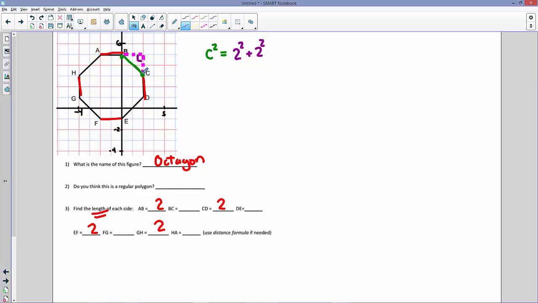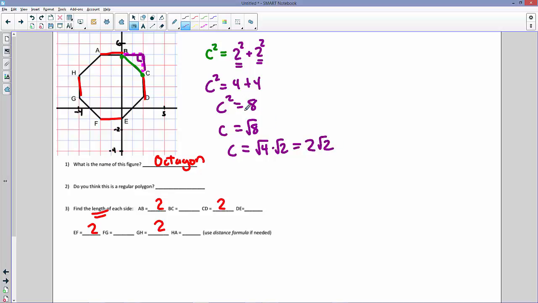So to find the length of a diagonal line, just do the Pythagorean theorem, where this is the horizontal distance, right, from there to there, and this is the vertical distance from there to there. So c squared equals 4 plus 4, c squared equals 8, c equals the square root of 8. But remember that the square root of 8 is equal to the square root of 4 times the square root of 2, which is 2 radical 2. You don't have to have it in this nice, neat form, but I'm going to do it.